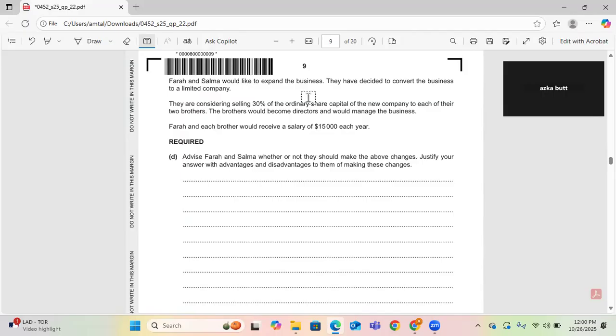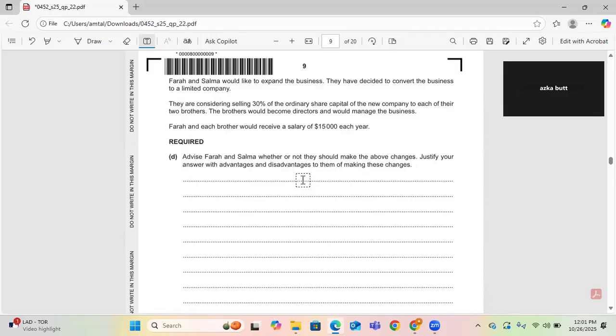Farah and Salma would like to expand the business and they have decided to convert the business to a limited company. They are considering selling 30% of the ordinary share capital of the new company to each of their two brothers. The brothers would become directors and would manage the business. Farah and each brother would receive a salary of 15,000 each year. Advise Farah and Salma whether or not they should make the above changes. Justify your answer with advantages and disadvantages.